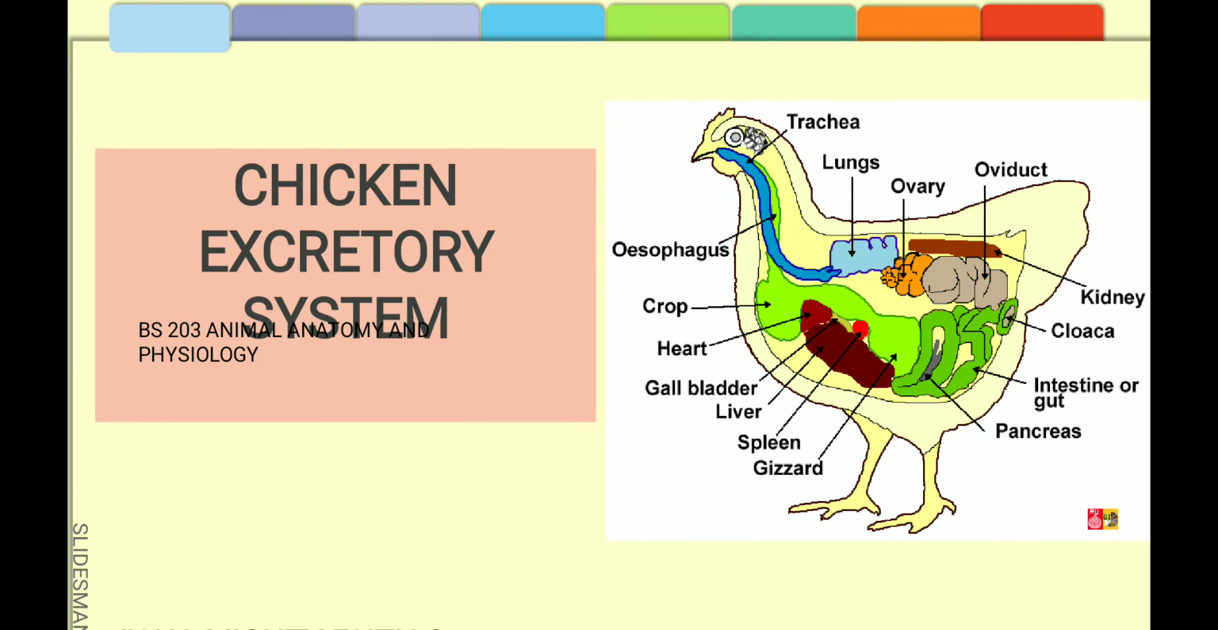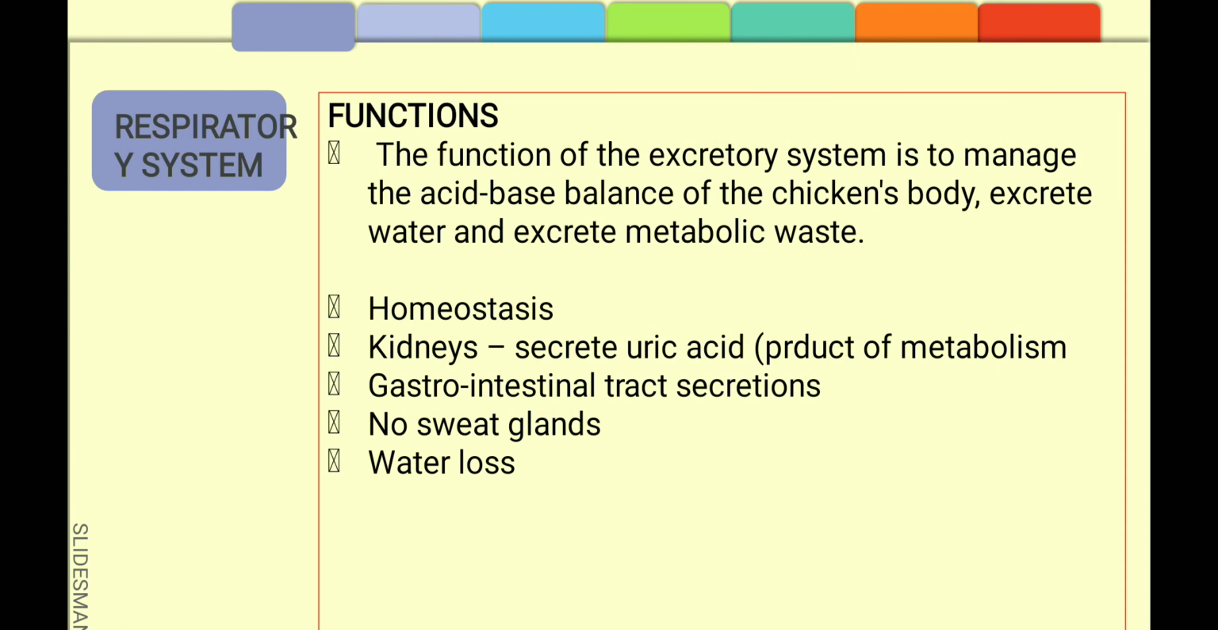Good day, everyone. So now we are gonna talk about the chicken excretory system. Okay, so what are the functions of the chicken excretory system? The functions of the excretory system are to manage the acid-base balance of the chicken's body, to excrete water, and to excrete metabolic waste.